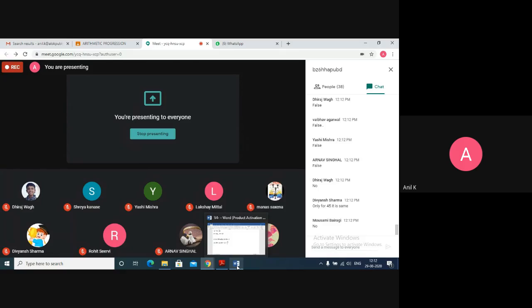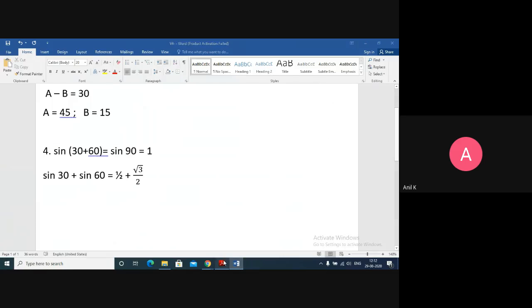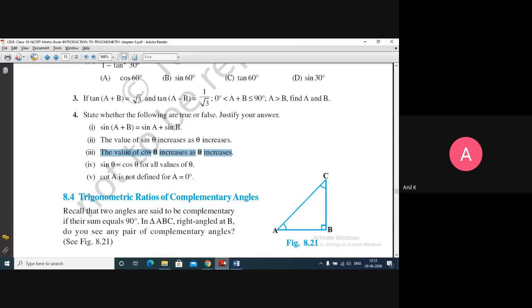If the question says justify your answer and you simply say false, you will not get the full mark. Even if it is a 1 mark question, you will get only half mark because they ask you to justify. You have to give that example. Sine 0 is 0, cos 0 is 1, even though theta is the same, the values are different, hence it is false.